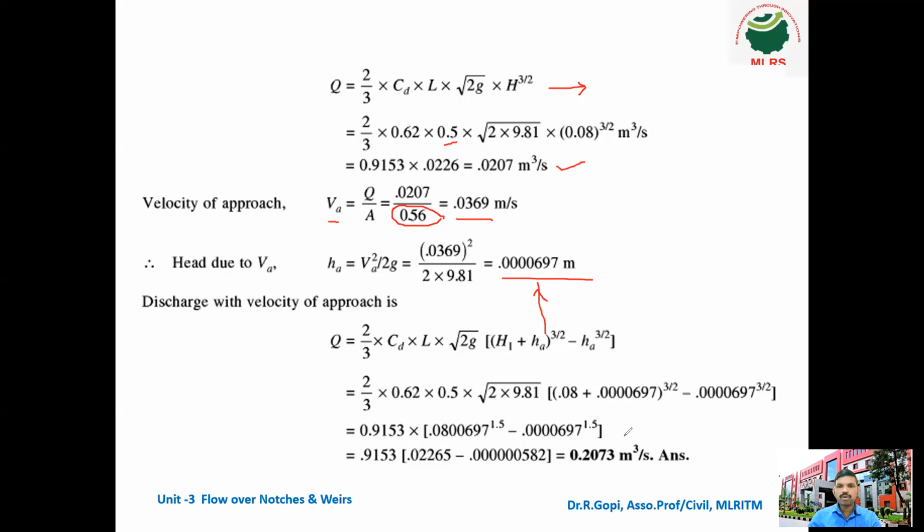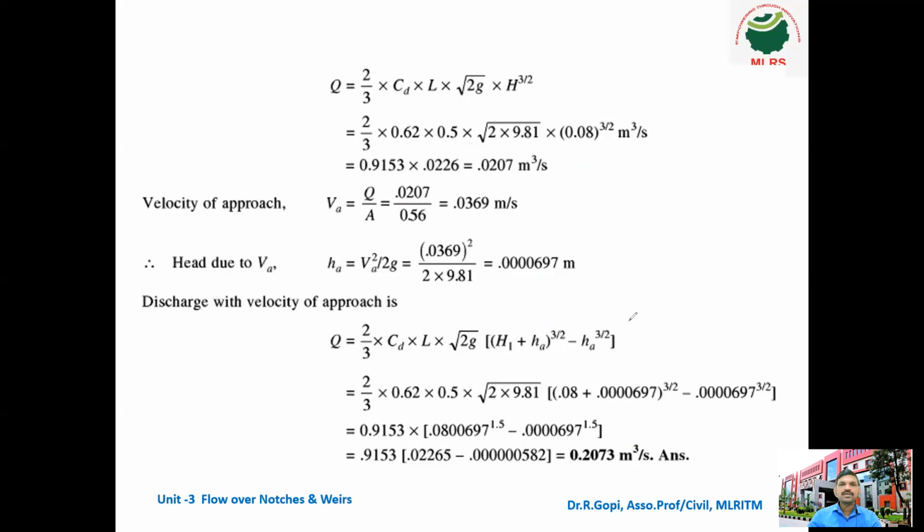and finally we got the discharge by considering velocity of approach. We got 0.2073 meter cube per second. So this is the discharge value we got.